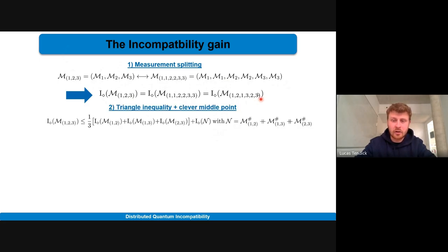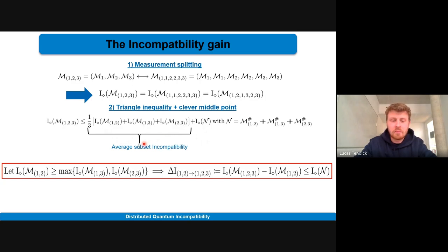And then I can again apply the triangle inequality on this object here on the right side and have to choose a clever middle point to learn some physics again. And what I choose in this case is a concatenated list again for this N here, which is the concatenation of the closest jointly measurable assemblage for the measurements 1, 2 with the closest jointly measurable assemblage for the measurements 1, 3, and 2, 3. So this is an assemblage of 6 measurements where this pair is jointly measurable, this pair is jointly measurable, and this pair is jointly measurable, but overall they could still be incompatible. And then what we learn is that the incompatibility of measurement 1, 2, 3 is upper bounded by the average incompatibility we have in the subsets, plus this incompatibility, which sort of tells you how incompatible are the parent POVMs for each of these sets, if the parent POVM is just something that approximates 2 measurements as well as possible with just 1 measurement.